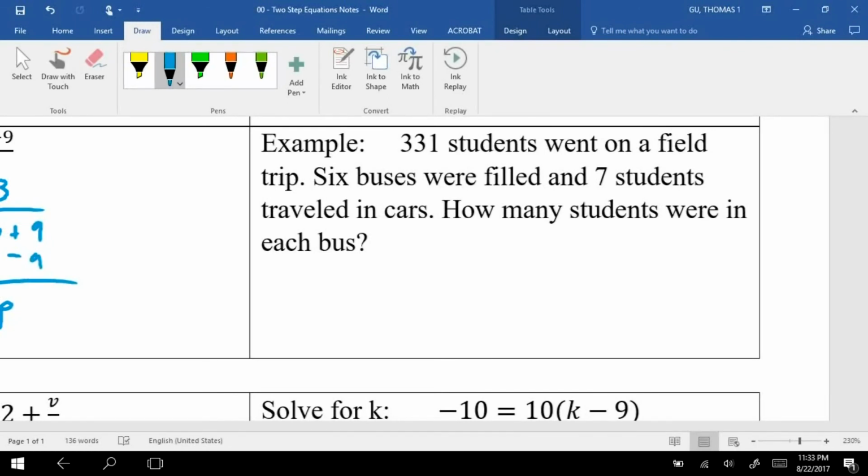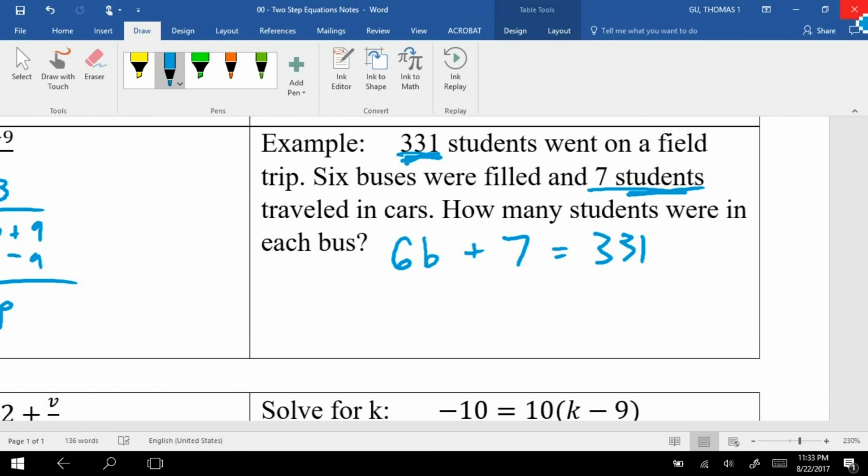We have 331 students on a field trip. 6 buses. Well, let's start writing. We got 6, and we got buses, so I'm going to use B for bus. 7 students traveled in cars. So we got 6 buses, right? And let's just add 7 students because they came in cars. The cars don't matter because it's talking about 7 students. And now, how many students total? This says right here, 331. So 6 buses plus 7 students equals 331.